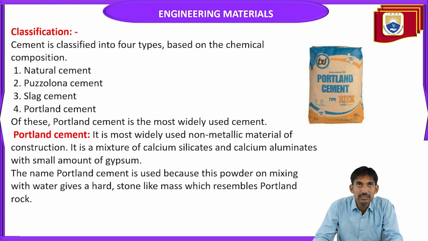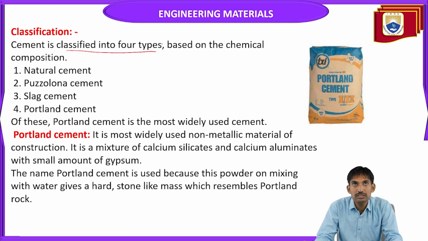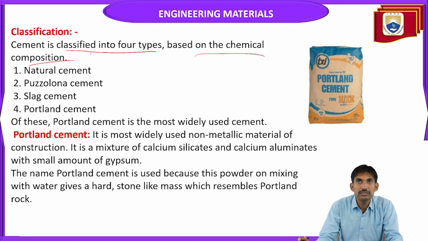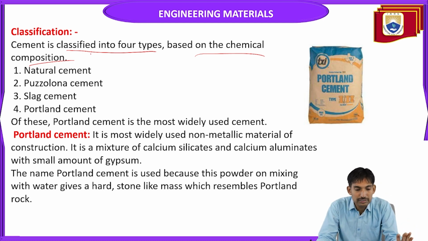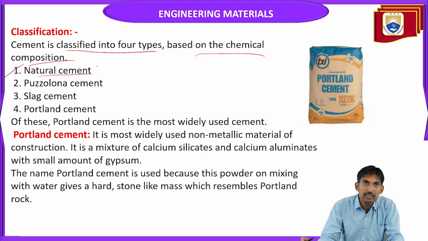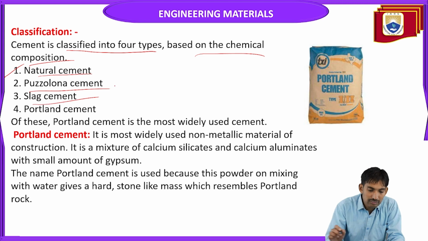The classification of cement. The cement is classified into 4 types based on the chemical composition. One is natural cement. The next one is Pozzolana cement. The third one is slag cement. The fourth one is Portland cement.